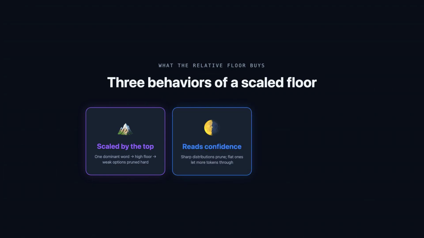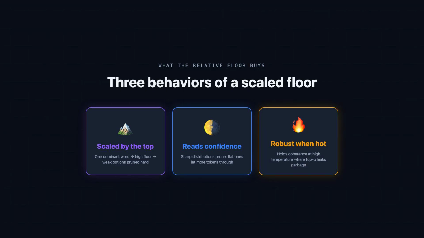It reads confidence directly. A sharp, decisive distribution prunes hard down to just a few strong choices, while a flat, uncertain one drops the bar and lets many plausible tokens survive. The behavior tracks the model's own certainty instead of forcing one fixed rule onto every situation.